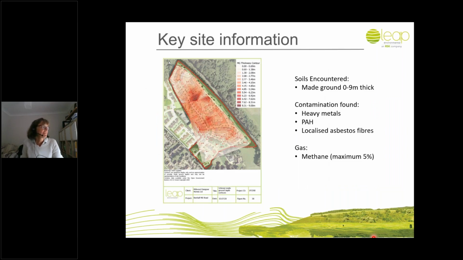So we did the site investigation, and this is our sort of schematic of what you get. You can see there's quite a lot of made ground on this site. This contour on the left shows you the thickness, and it was up to 9 meters thick in places. The contamination, heavy metals, PAHs, a little bit of asbestos, and just some residual methane, not too much still on the site.